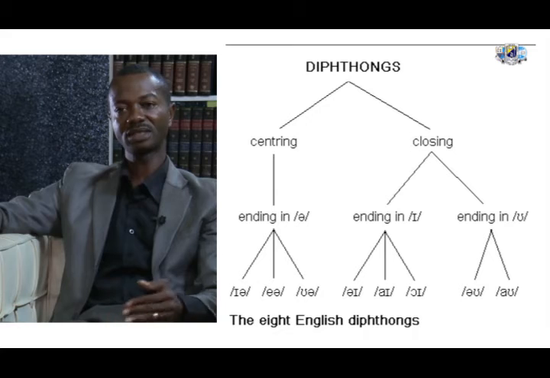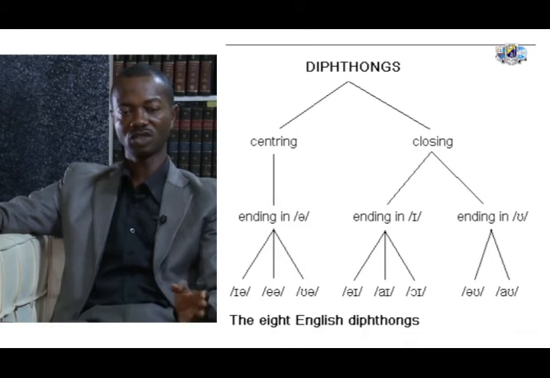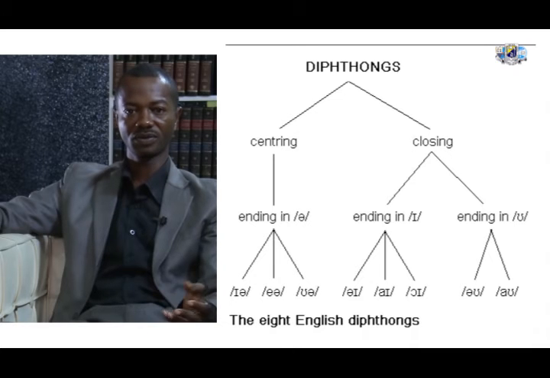Then the second category of the closing diphthongs are those that end in U sound, and there are just 2 in number. We have the first one, the O, the schwa and the U, like you have in foe, like you have in own. I own a house in Abuja, like you have in goat, like you have in oath. He has just taken an oath.